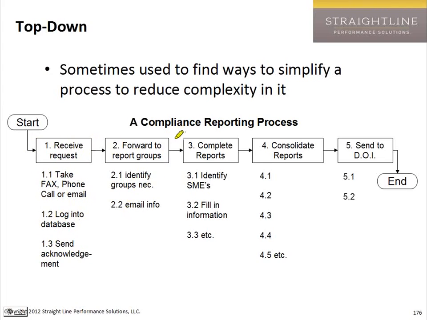Again, there may be some complexity as to step 1, step 2, step 3, step 4, step 5. Maybe some of these are concurrent. You're simply, very much like in a work breakdown structure in project management, saying, okay, here are all the items. For example, in this one, this is for compliance reporting, where the main functions are receive the request, forward to reporting groups, complete the reports, consolidate them, send them to the DOI. Those are the 5 basic things that we have to do.